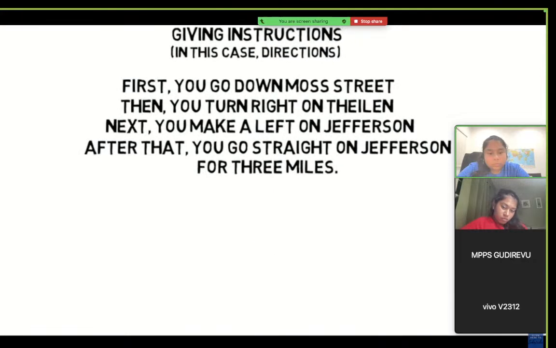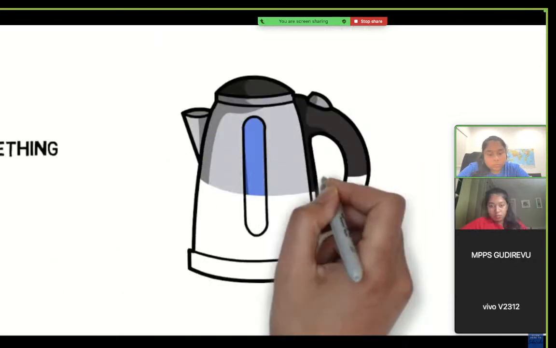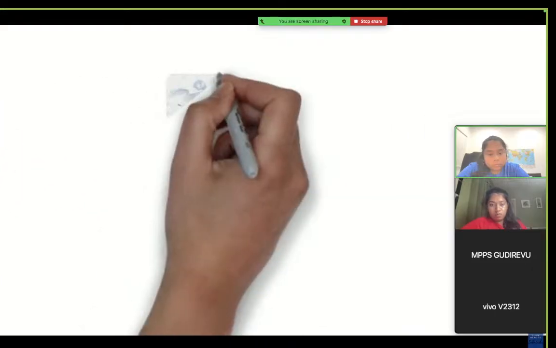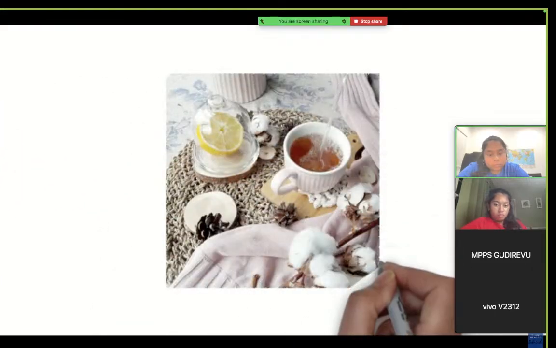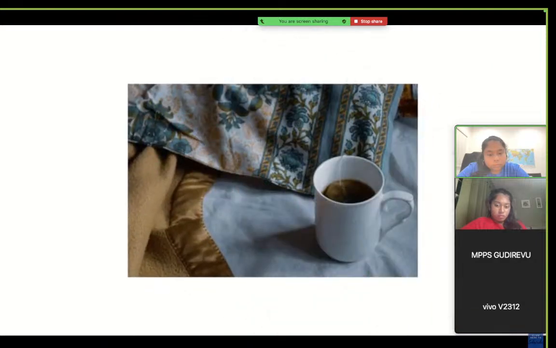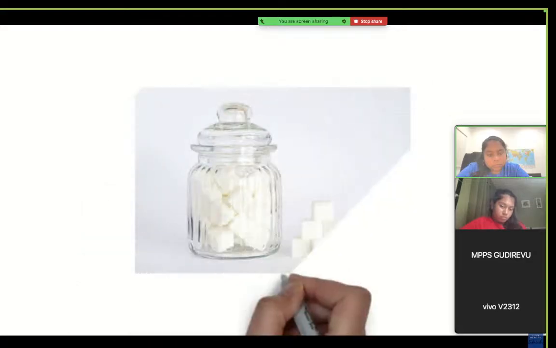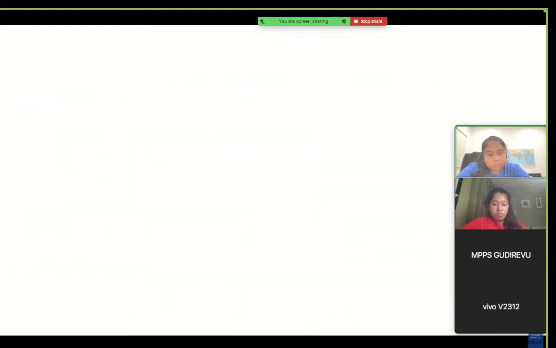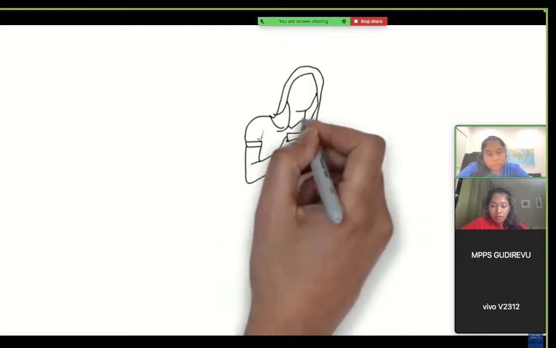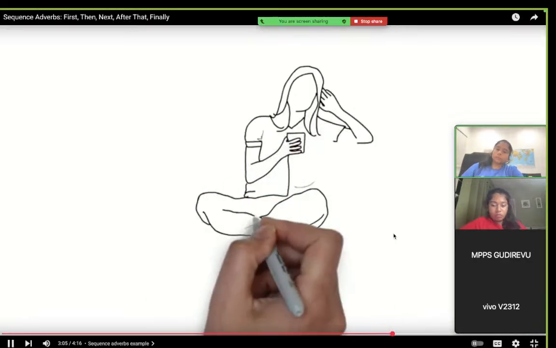Finally, you'll see the house. To make tea, first you pour the water in the mug. Next, you put the tea bag in the mug. After that, you add some sugar. Finally, you let the water cool for 1 minute and sip your cup of tea.